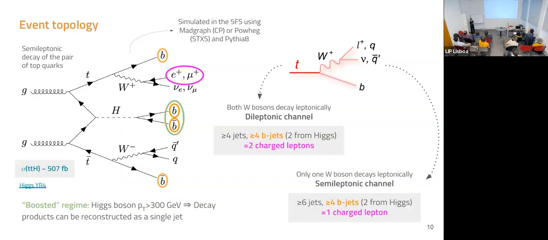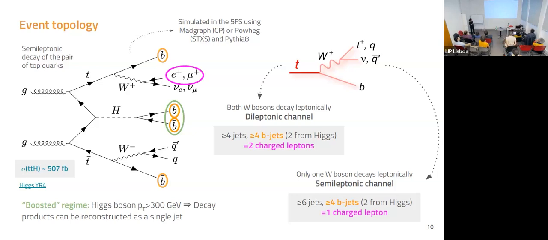This is what the TTH event looks like in a very naive way, but you can see already that this is a very complex event topology, mainly because there are many particles in the final state. This happens because we have two top quarks, and each top quark decays to a W boson and a B quark. And then we have two W bosons, and they can both decay leptonically, in which case we say we are in the dileptonic channel, in which we have exactly two charged leptons, or one can decay hadronically and the other leptonically.